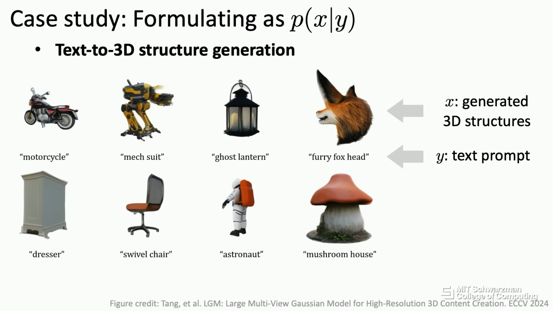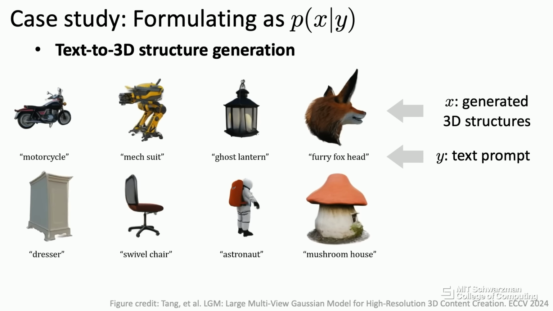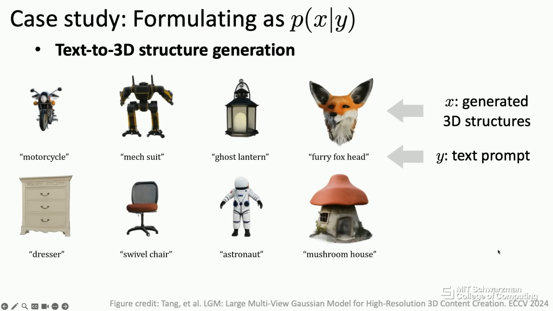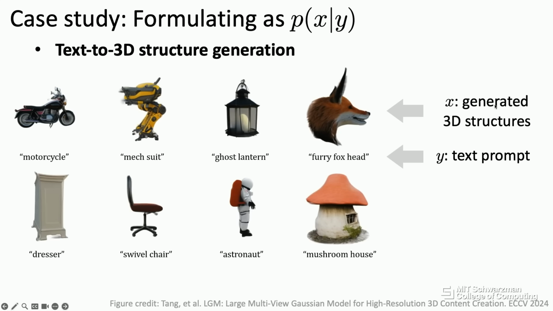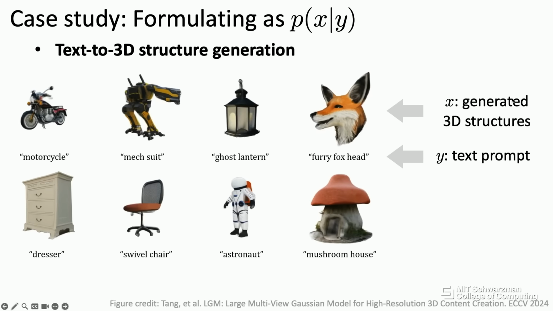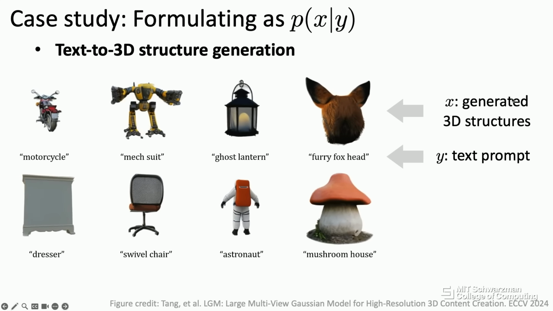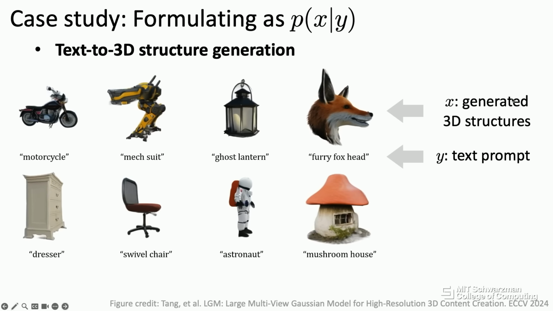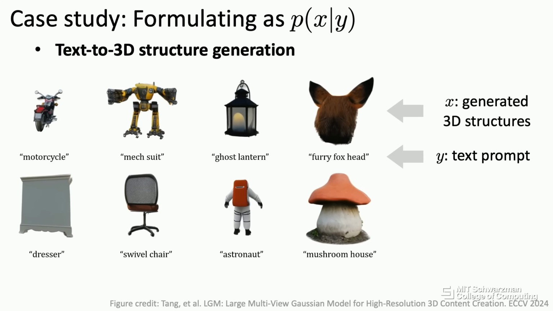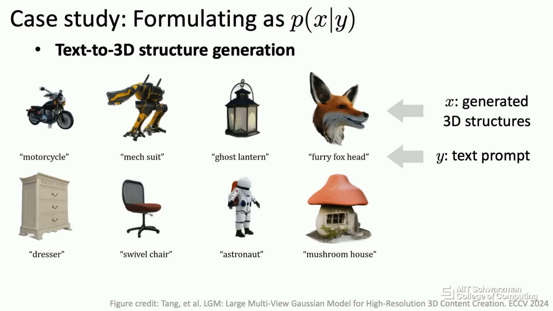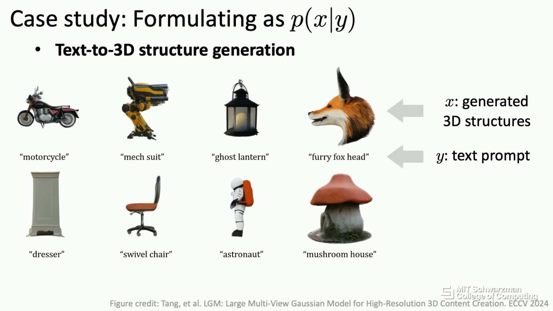And of course, this is also the case in 3D generation. In this case, the condition would still be a text prompt, and the output would be the 3D structures. In this computer vision or graphics application, the 3D structure would be the shapes, textures, or maybe even illuminations of the underlying object.